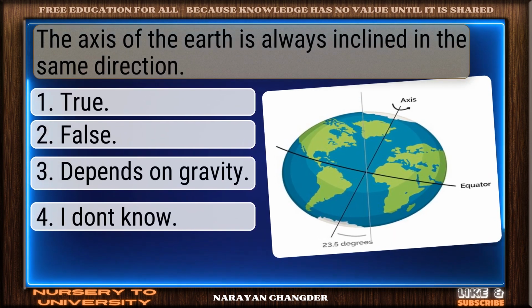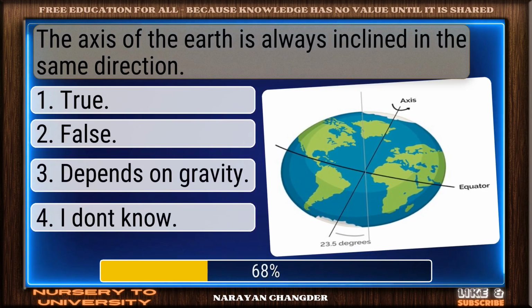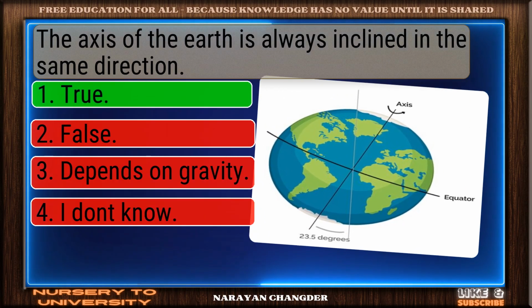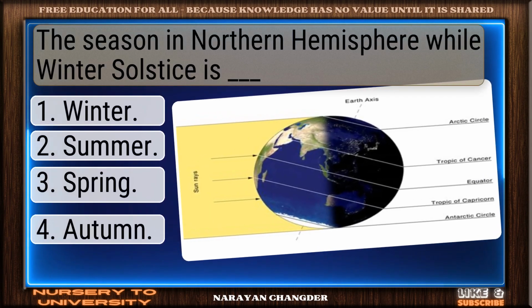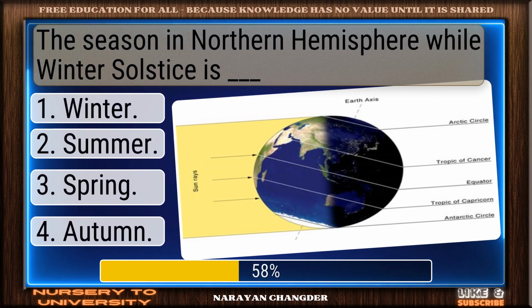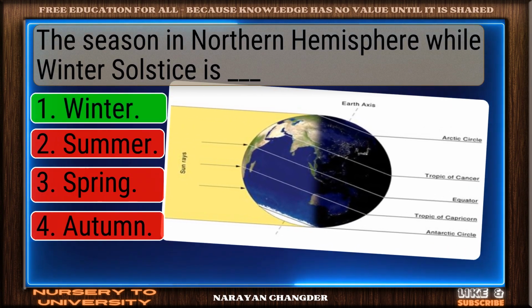The axis of the Earth is always inclined in the same direction. Excellent. True is a brilliant choice. The season in the Northern Hemisphere during the winter solstice is ___. Perfect. Winter is the correct choice.